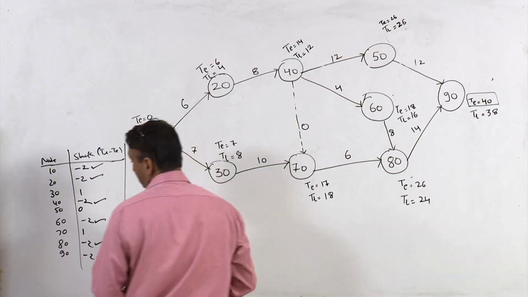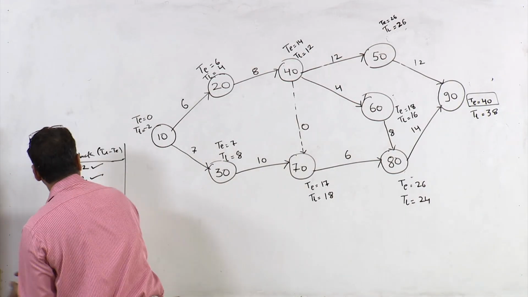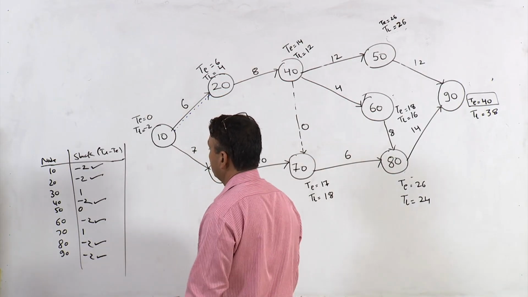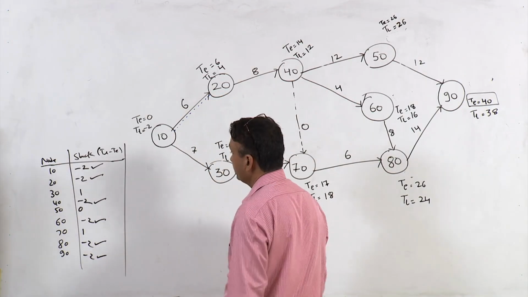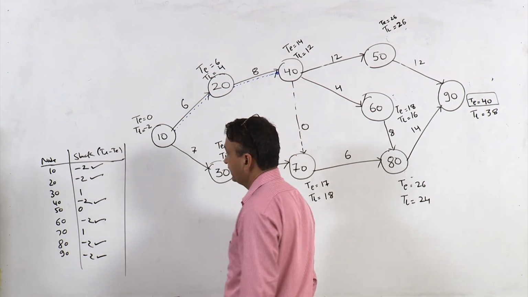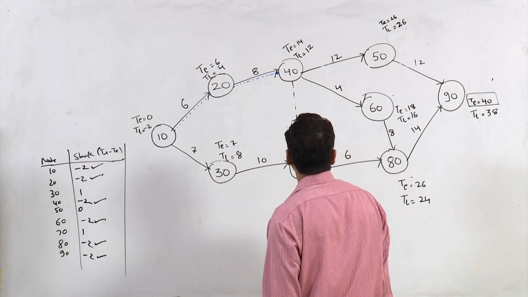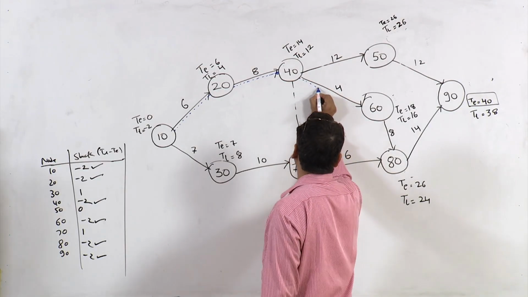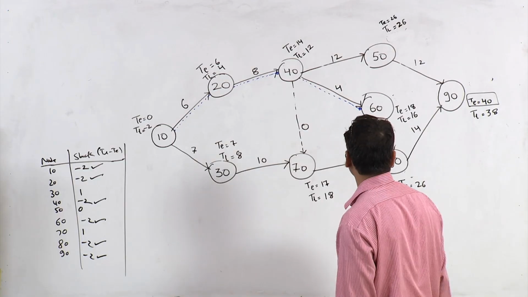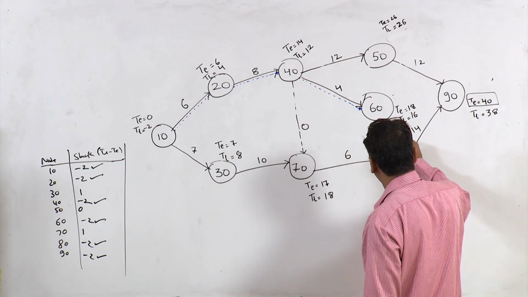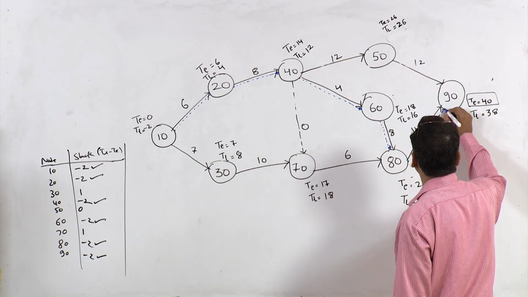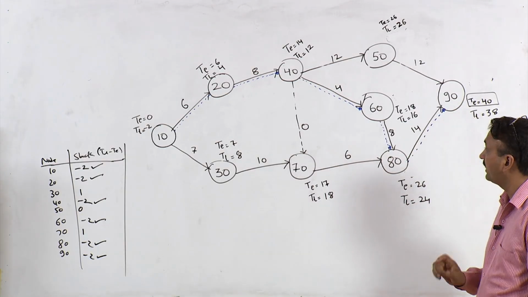So 10, 20, 20 to 40, then 40 to 60, 60 to 80, and then 80 to 90. This is your critical path.